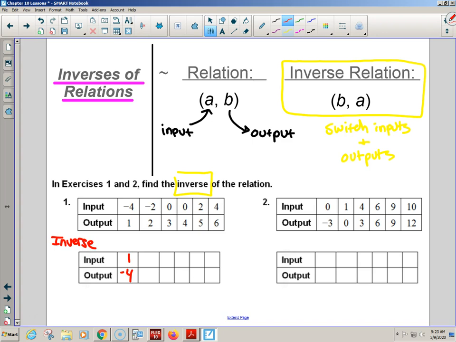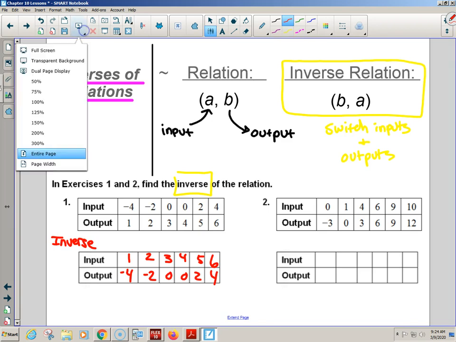Well, wait a minute. Hold on. Are all the outputs going to become inputs? Yeah, because they're all going to switch. Oh, guys, this is easy. All the inputs become outputs, and all the outputs become inputs. Everything just switches. So you guys could probably rock the next one, right? Inverse just says, hey, we're going backwards.